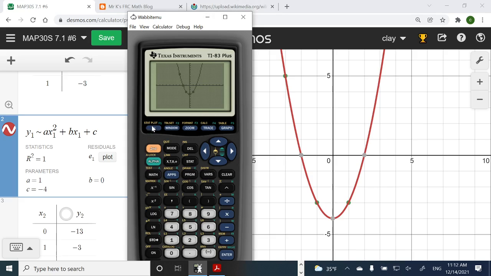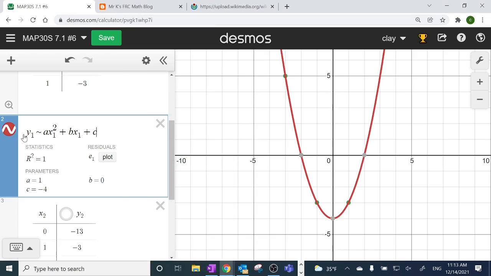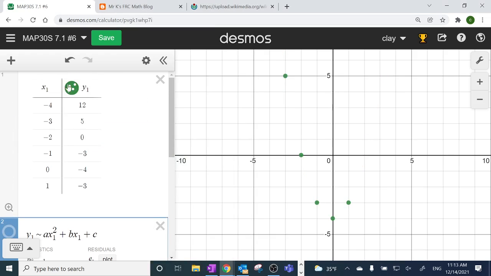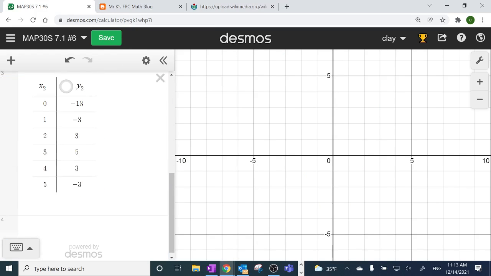So I'm going to erase this guy. I'm going to get stat plot 1 off here. Take away the dots. There we go. So that takes away the dots. And then I'm going to get rid of this equation. And then I'm going to type in new data. So I'm going to turn this one off. I'm going to turn this one off. And now let's do the second one.